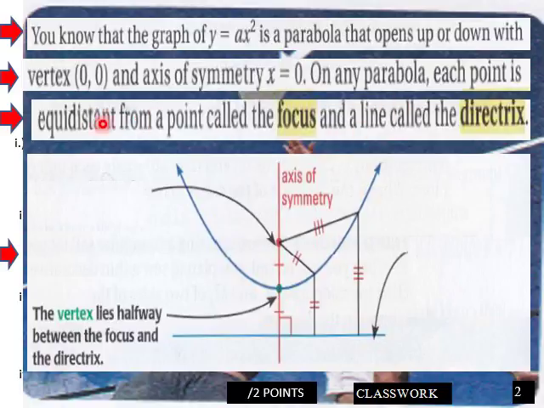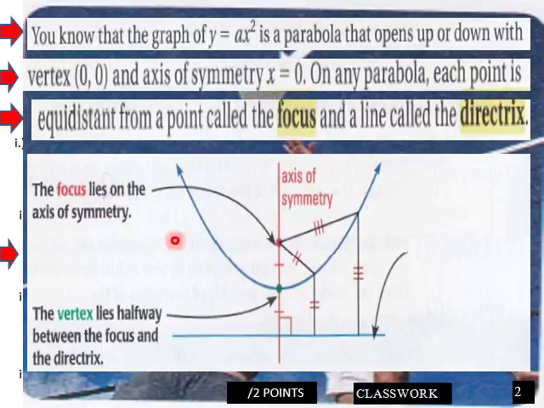Each point is equidistant from a point called the focus and a line called the directrix. So the vertex lies halfway between the focus and the directrix. This would be the focus here, and then the line is called the directrix.